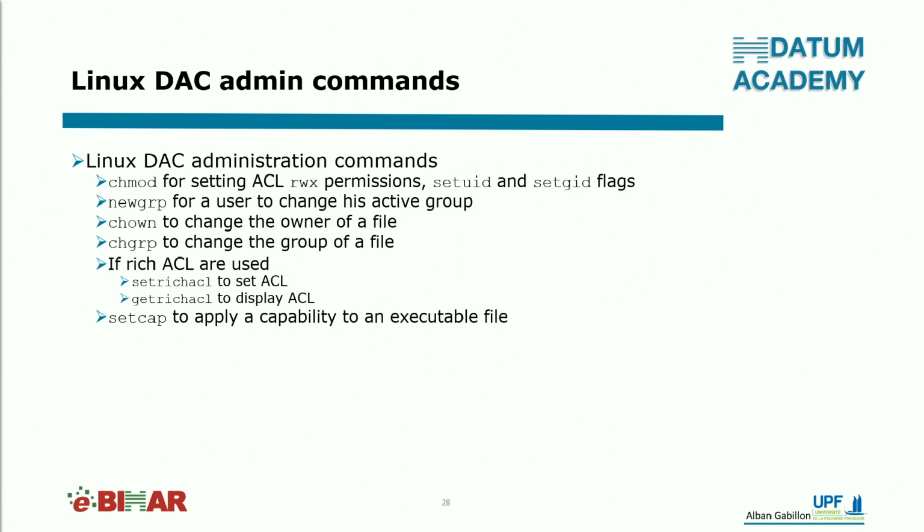So this slide shows a small recap of the Unix admin commands relating to the Unix DAC system. chmod, change mode, for setting access control list permissions and setuid and setgid flags. newgrp, new group, for a user to change his active group. chown, change owner, to change the owner of a file. chgrp, change group, to change the group of a file. You also have commands to deal with rich access control lists. And finally, the setcap command to apply a capability to an executable file. setcap is a command reserved for the root user.